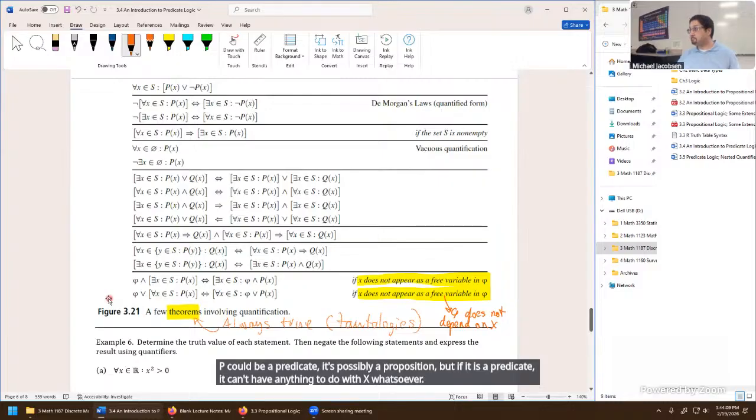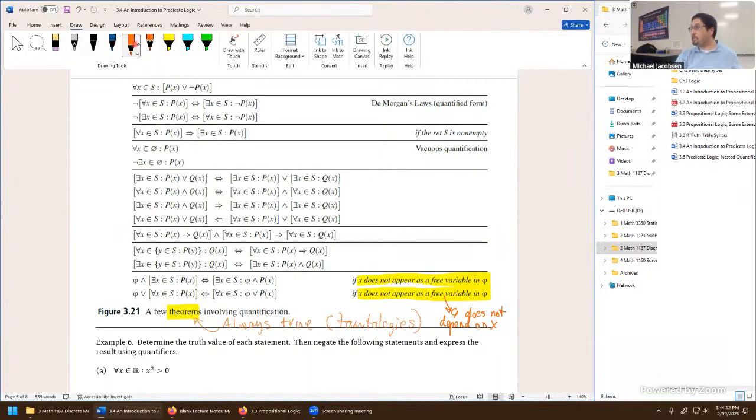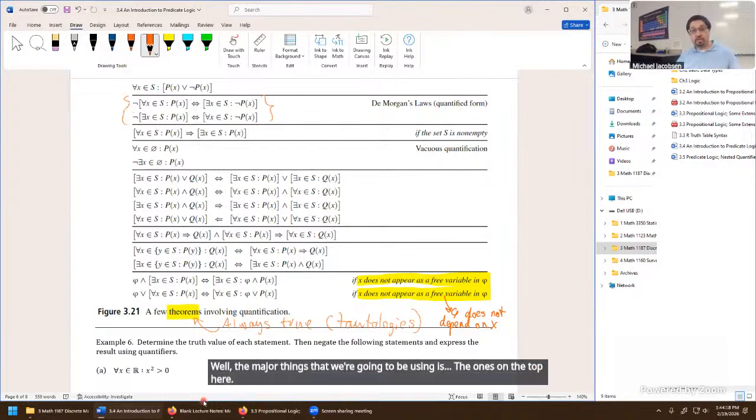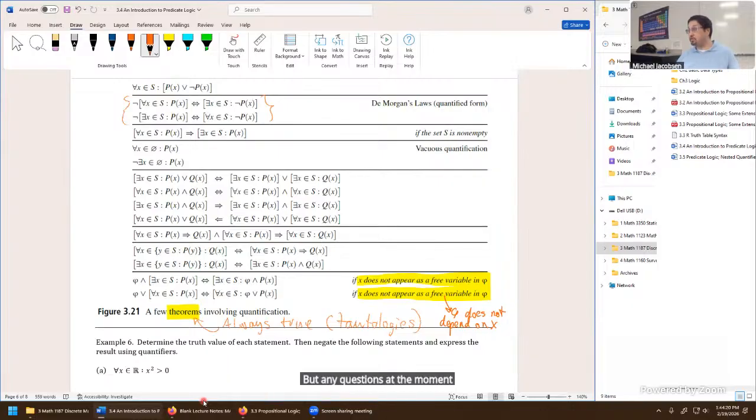Well, the major things that we're going to be using are the ones on the top here. But any questions at the moment with anything on this table so far?